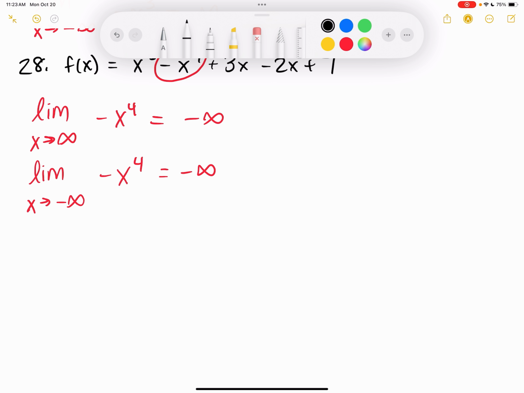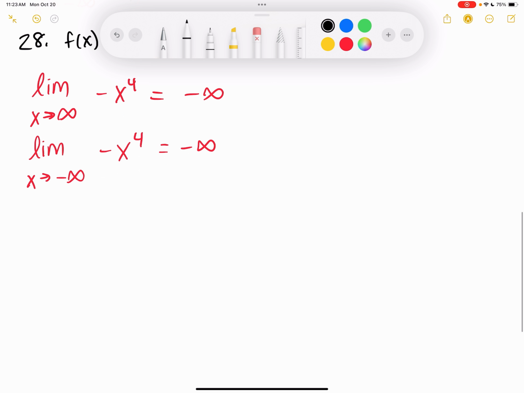All right, find the zeros of the function algebraically. So that means we're basically going to be factoring to find zeros. So we factor, set it equal to 0, and solve. So 34. Find the zeros of the function algebraically. F of x is equal to 3x squared plus 4x minus 4.